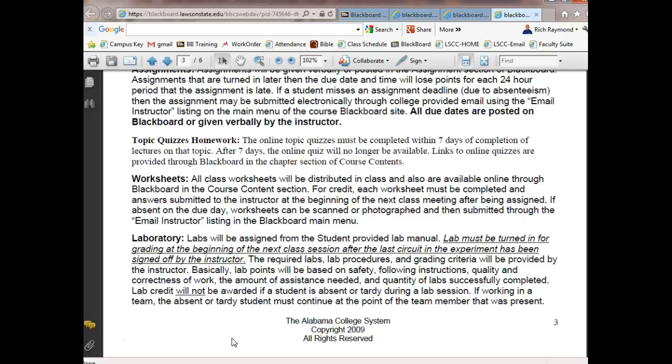Score syllabus, guys. We went over this the first day of class. I know that was a couple of weeks ago. But I'm having problems with this section right here that talks about topic quiz homework. The online topic quizzes must be completed within 7 days of completion of the lecture on that topic. After 7 days, the online quizzes will no longer be available. Links to the online quizzes are provided through Blackboard in the chapter section of content.